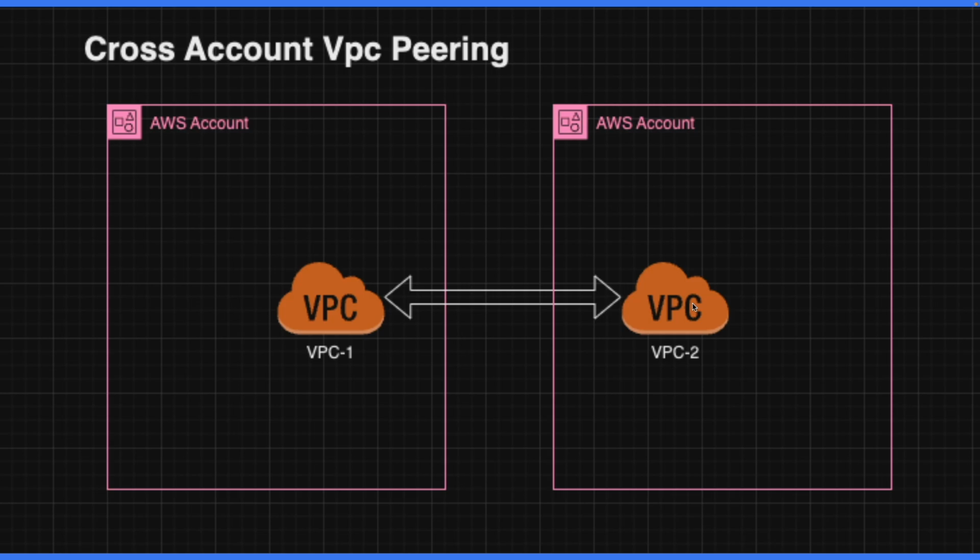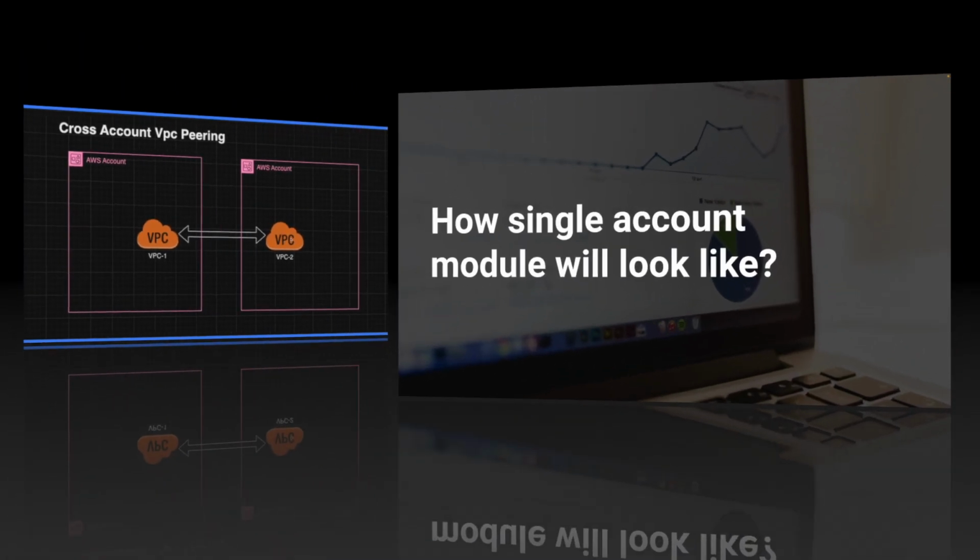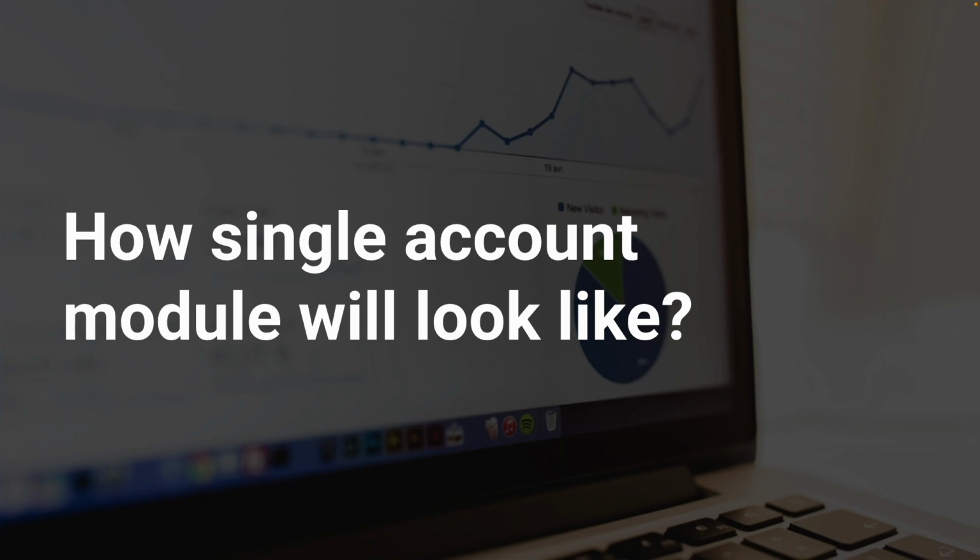So let's see how we can implement this. We will start with how a single account VPC peering module will look like. Then we will see how we can modify that same module to work cross account.